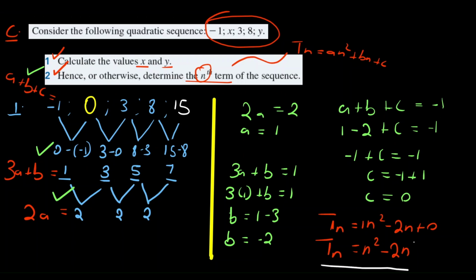And as always, check your general term. You can substitute n of 4 to calculate what your T4 is, and you should get 8. Where there's n in this equation, you can substitute 4 and see if you do get 8. And if you don't get 8, your answer is not correct. And if you do, brilliant, your answer will be correct.